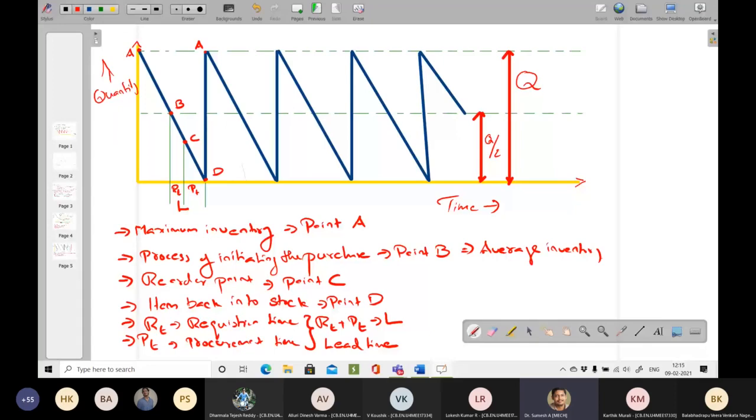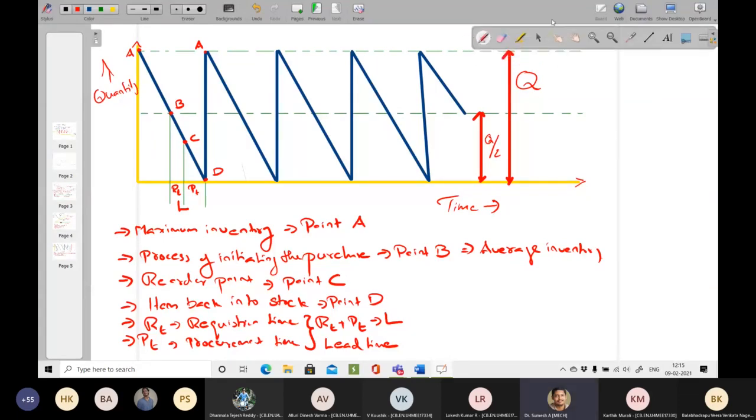So these are the various points you have to understand from this basic diagram. Lead time you can calculate, RT also you can calculate, PT also you can calculate.